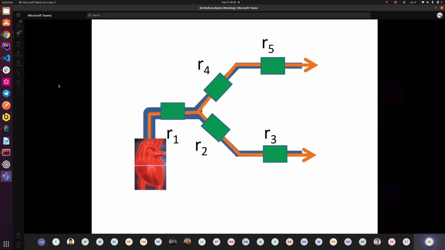So each branch of this very simple system has a hydraulic resistance. The hydraulic resistances are R1, R2, R4, R5, and R3. The flow is constant, starting from the heart and distributed over the entire organism. So the flow here is equal to the sum of the flows here.